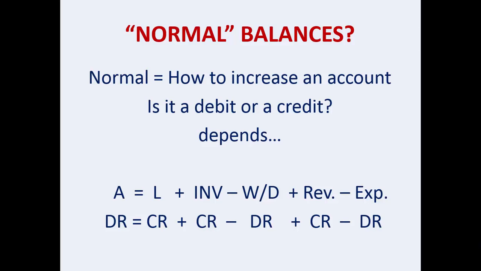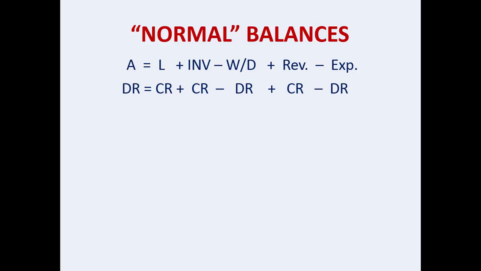Make sure you write these down. You need to know your normal balances backwards and forwards, going into further chapters. This is the basic foundation you have to know in accounting. Okay, so here's your expanded accounting equation with the normal balances. Debits equal credits, plus credits, minus debits, plus credits, minus debits. There are many memory tricks you can use, but see if you can come up with one.